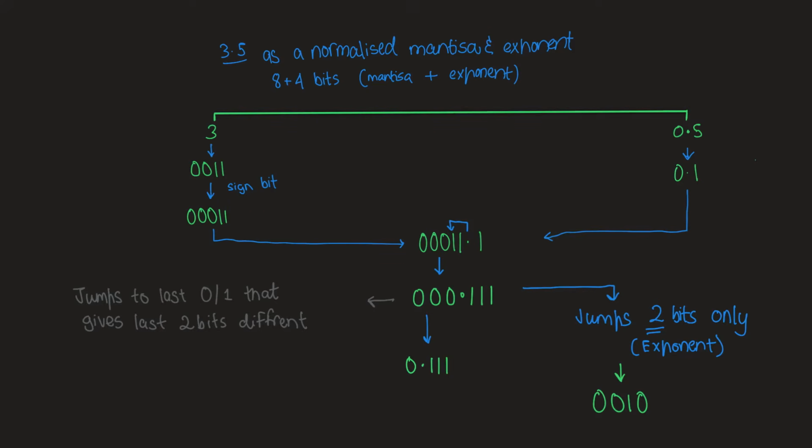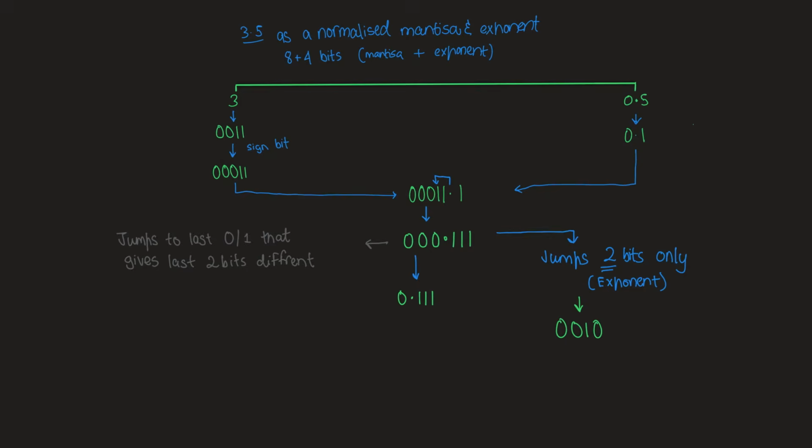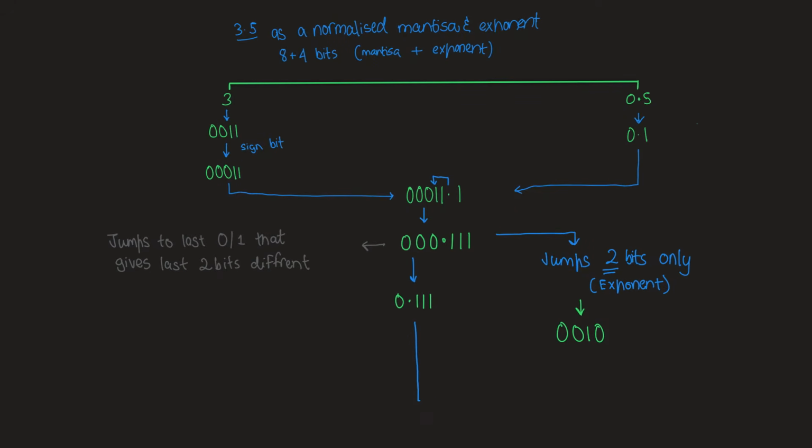and 0.111 as our mantissa. Now when we put this together in the 8 plus 4 bit format, this will give us 0.111 0000010. With some practice, it'll be easier to do this as well.